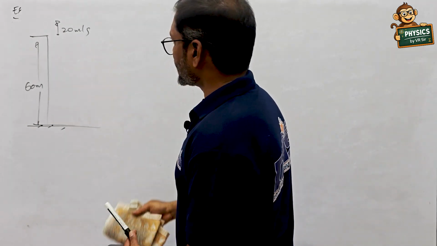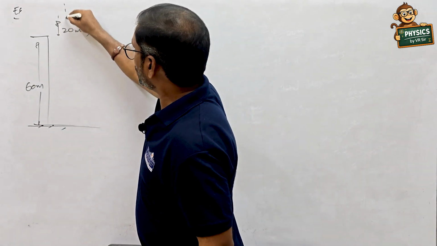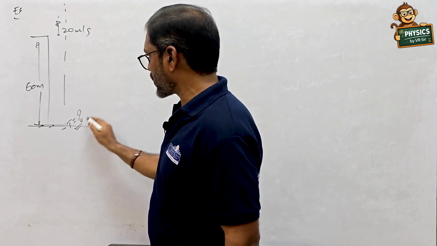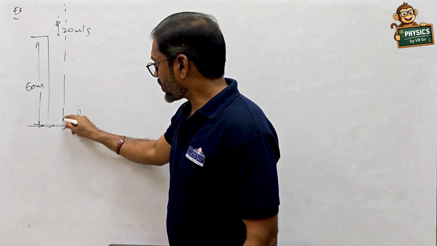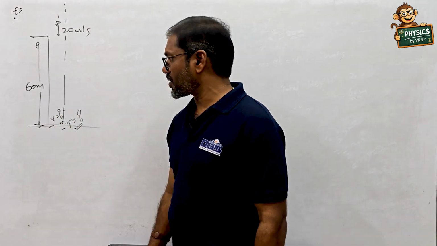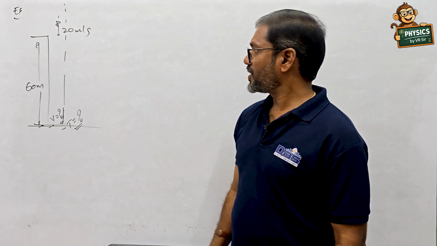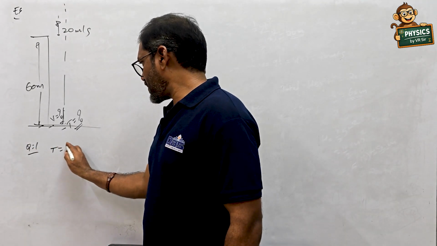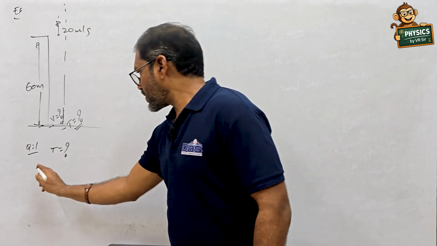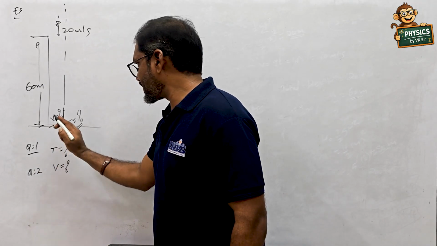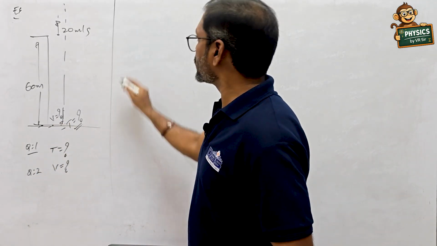But anyway, the question in this case is it goes up and falls down, right? Now they are asking what is the time taken to reach the ground? That is question number one. And question number two is with what velocity it reaches the ground? These are the two questions. So question number one is what is the time taken to reach the ground? And question number two is what is the velocity with which it hits the ground? So these are the two questions.